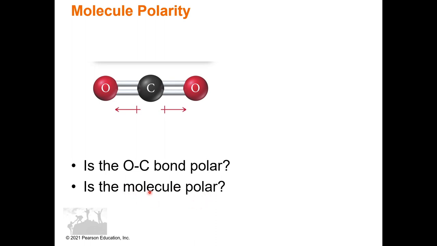Now let's take a look at symmetry, another way of figuring out the answer to the second question. What happens if I cut carbon dioxide horizontally? Is the top portion a mirror image of the bottom portion? The answer is yes. Now what if I cut it vertically? Is the left-hand side a mirror image of the right-hand side? The answer is yes.